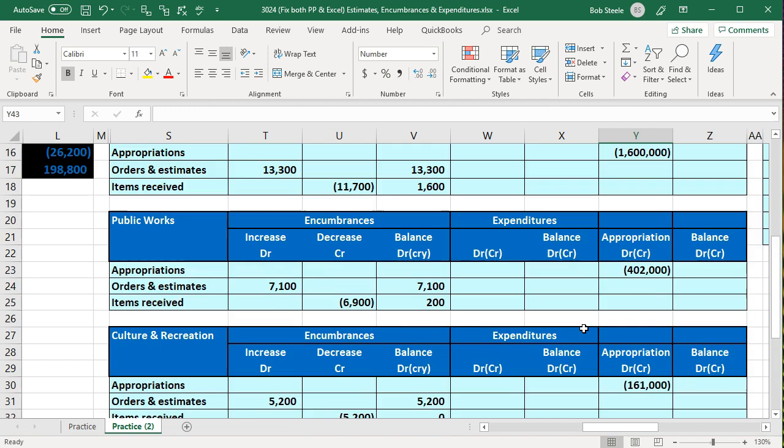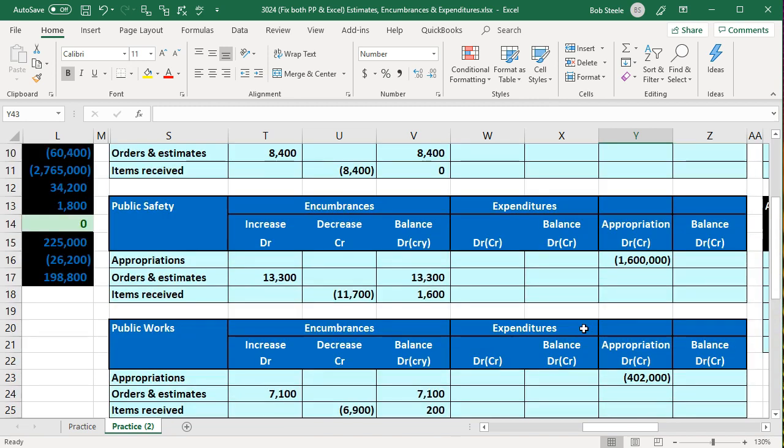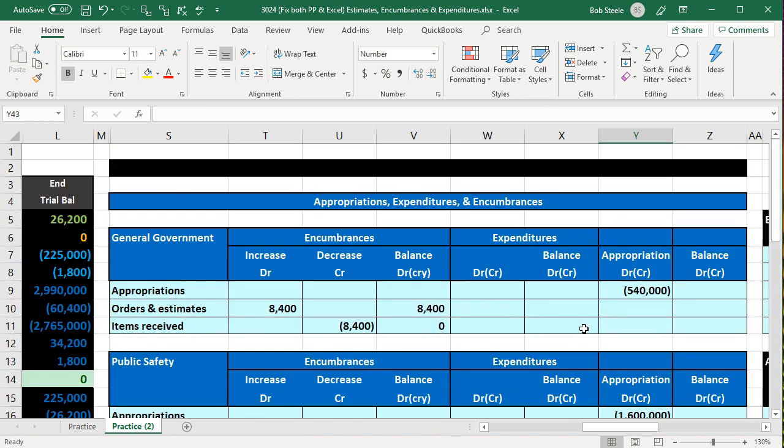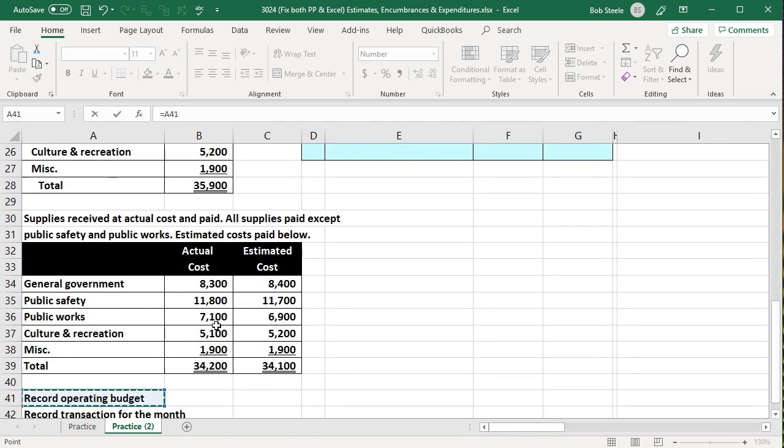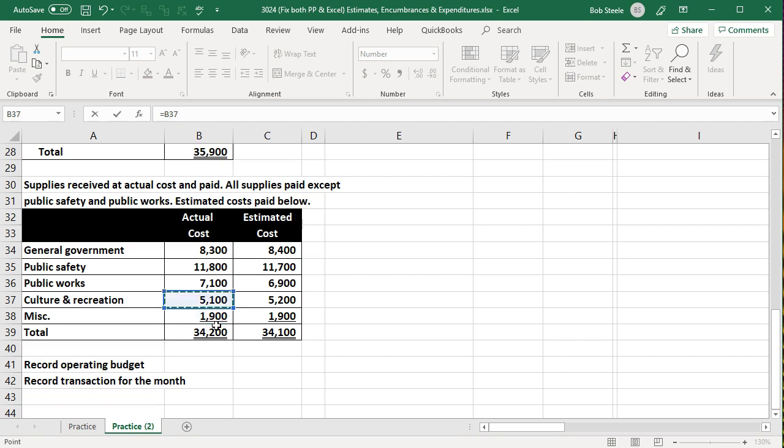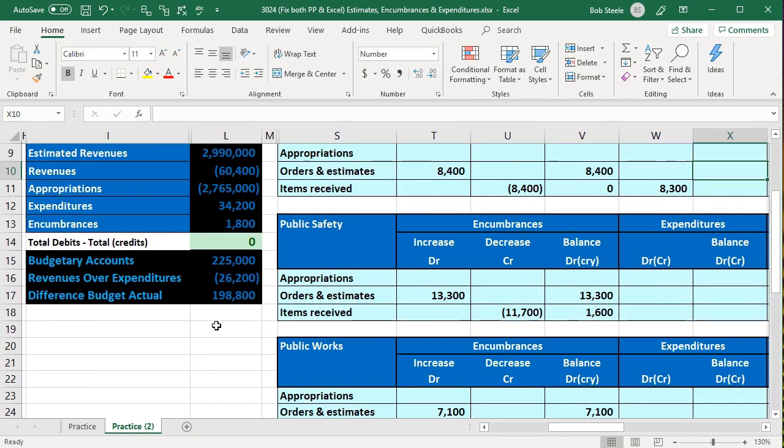All right, now we're going to go to the expenditures, and we'll do the same kind of process here for the expenditures. We're going to be on the same line item, except that we're going to now debit it, and we're going to debit it for the actual amount, not the estimated amount. So when we receive the items, we've recorded the expenditure. This is equal for the government. The expenditures actual, which is going to be the 8,300, and enter. So there we have that item.